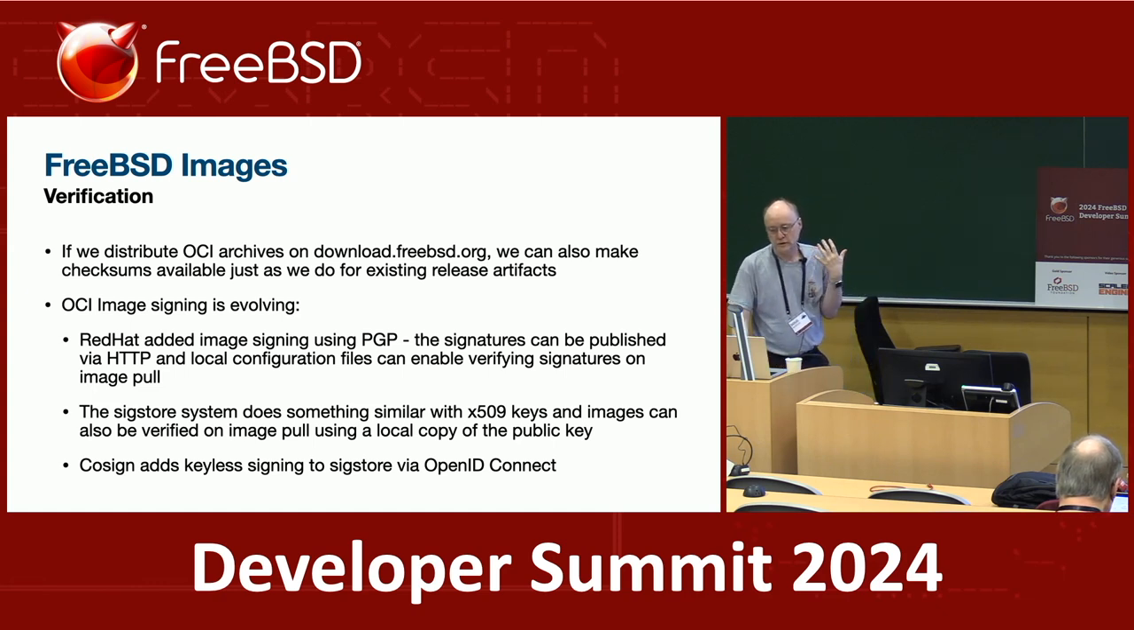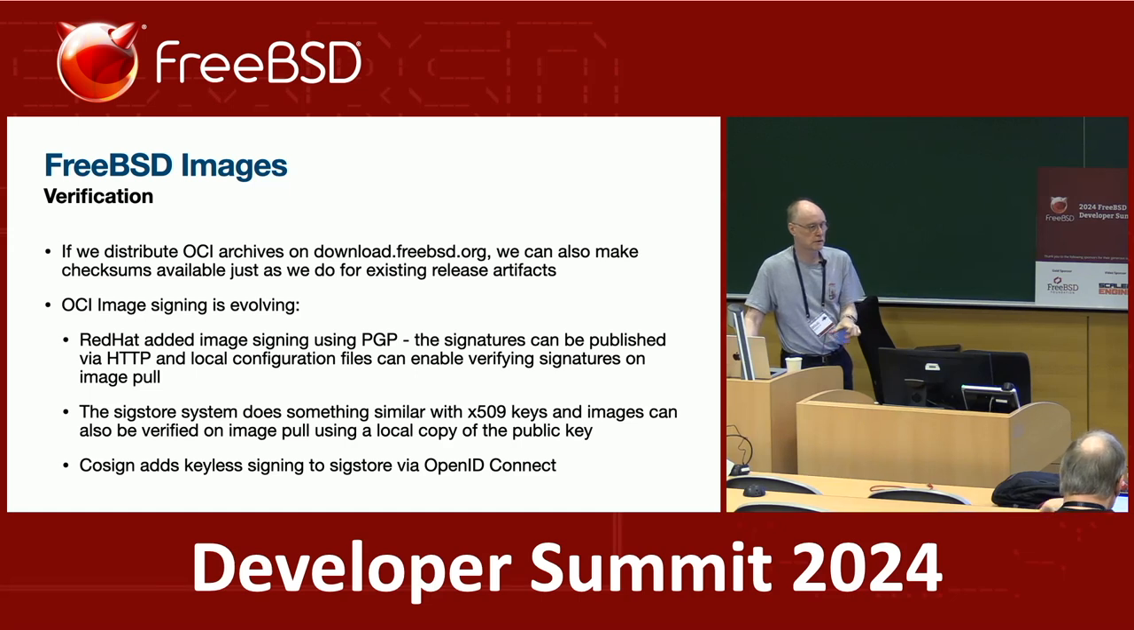If we distribute our OCI archives on download.freebsd.org, we can put checksums next to them. This is what we do for most of our release artifacts. Whenever we build a release, the release area on download.freebsd.org contains a manifest that has the checksums of all of the pieces that we're releasing. So we can put those checksums in. And that's pretty much how people tend to trust FreeBSD releases now.